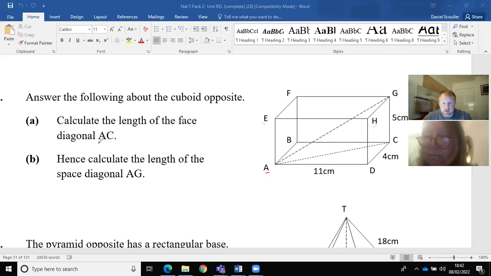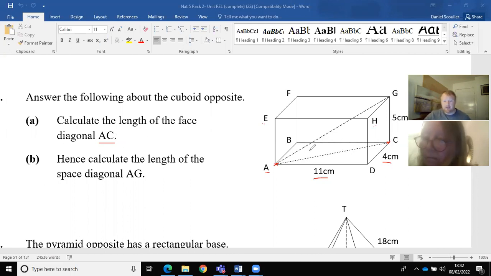Calculate the length of the face AC. Okay, take a wee bit of time to find out what that shape's going to be. So that shape, A to C, is going to be your hypotenuse. Okay, that's your diagonal along the bottom face of that cuboid. Okay, you're given the bottom edge and you're given the side edge. Okay, so you've been given a right angled triangle. Okay, that bottom face. All that is just using Pythagoras to find out what AC is.